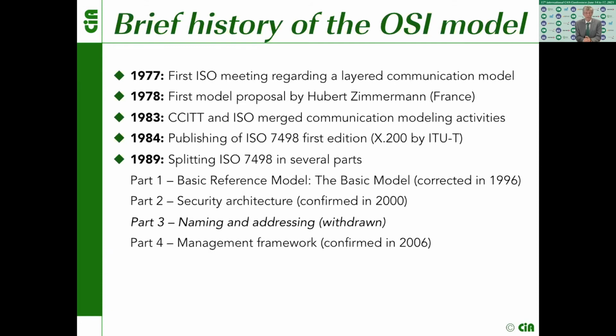Part 2, already in 1989, described a security architecture, which was confirmed in 2000 and never touched again. Part 3, which specified naming and addressing, was withdrawn because of lack of relevance. Part 4 is still valid and was confirmed in 2006, and describes the management framework. I will go through some of these ideas and look at how this fits to the CAN communication.